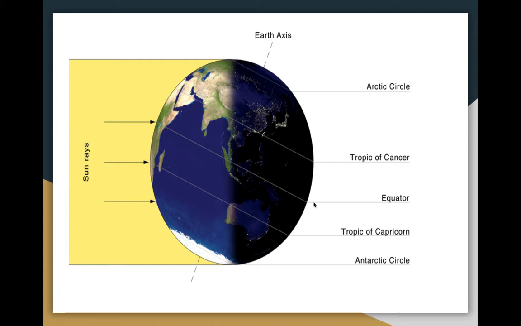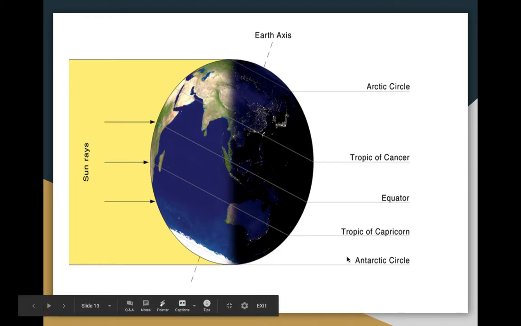And so that makes it wintertime up here in the northern hemisphere and summertime down here in the southern hemisphere. So like Australia, it's summertime when it's winter here.